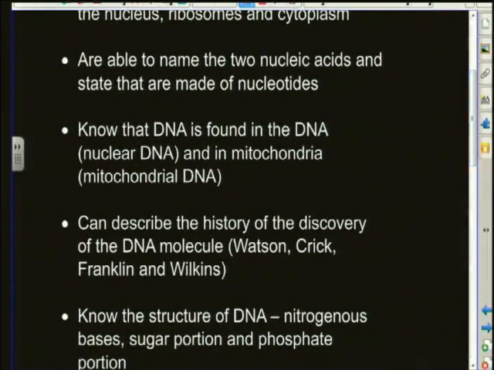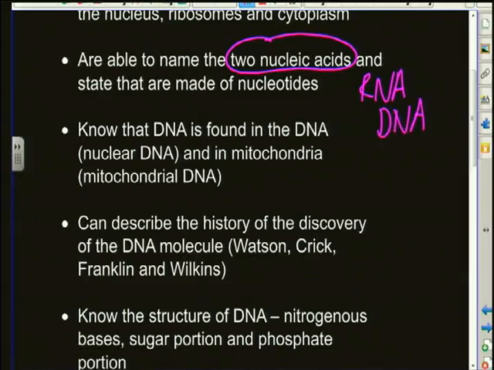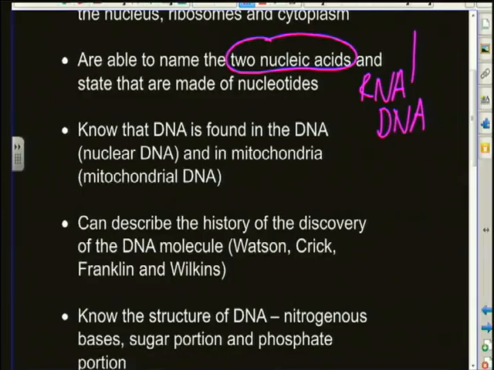Name the two nucleotides. Already, the nucleic acids, you must be thinking RNA. You must be thinking DNA. In your mind, I need you to know, what do they look like? If I were to draw them, what would they look like? RNA is single-stranded. DNA is double-stranded, and it's twisted into this double helix.